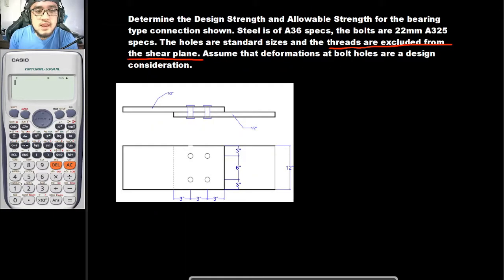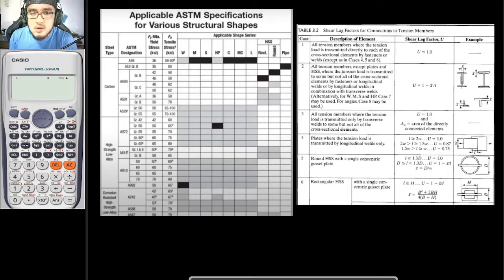So the first thing that we would be doing here is to list down the parameters. For your Fy and your Fu, it is stated here that we are to use A36 specification. You know what A36 is, it would be this one right here. So its Fy and Fu respectively are to be 36 and 58.